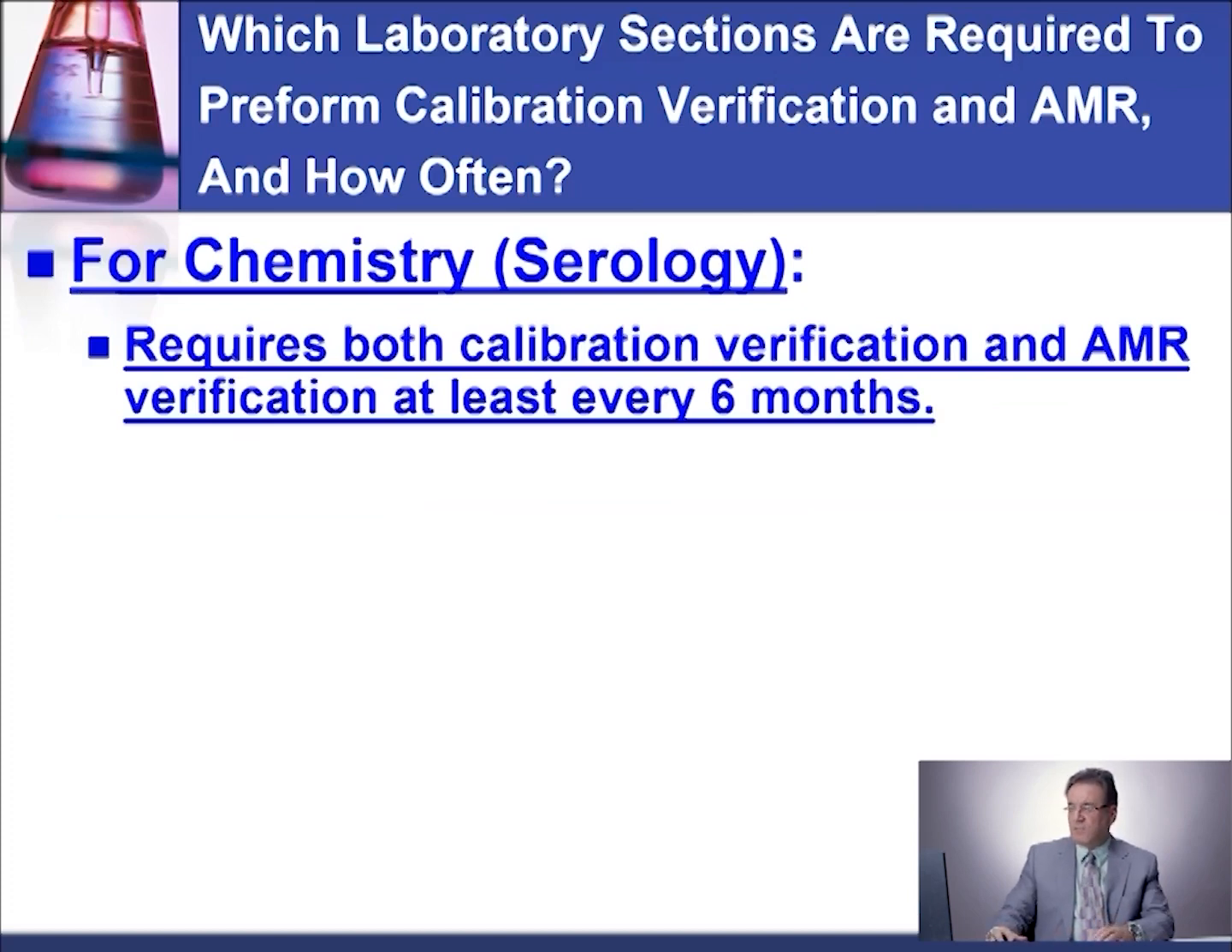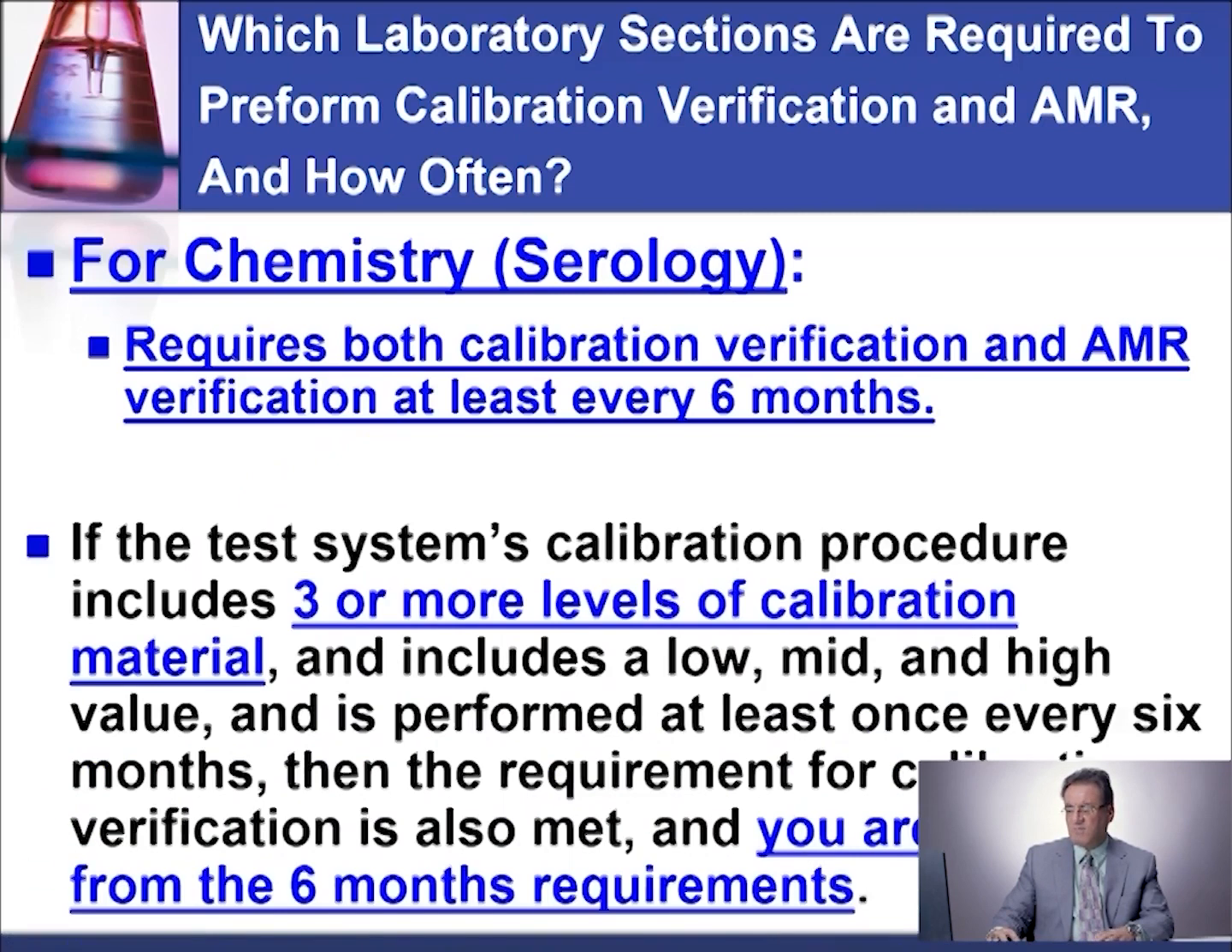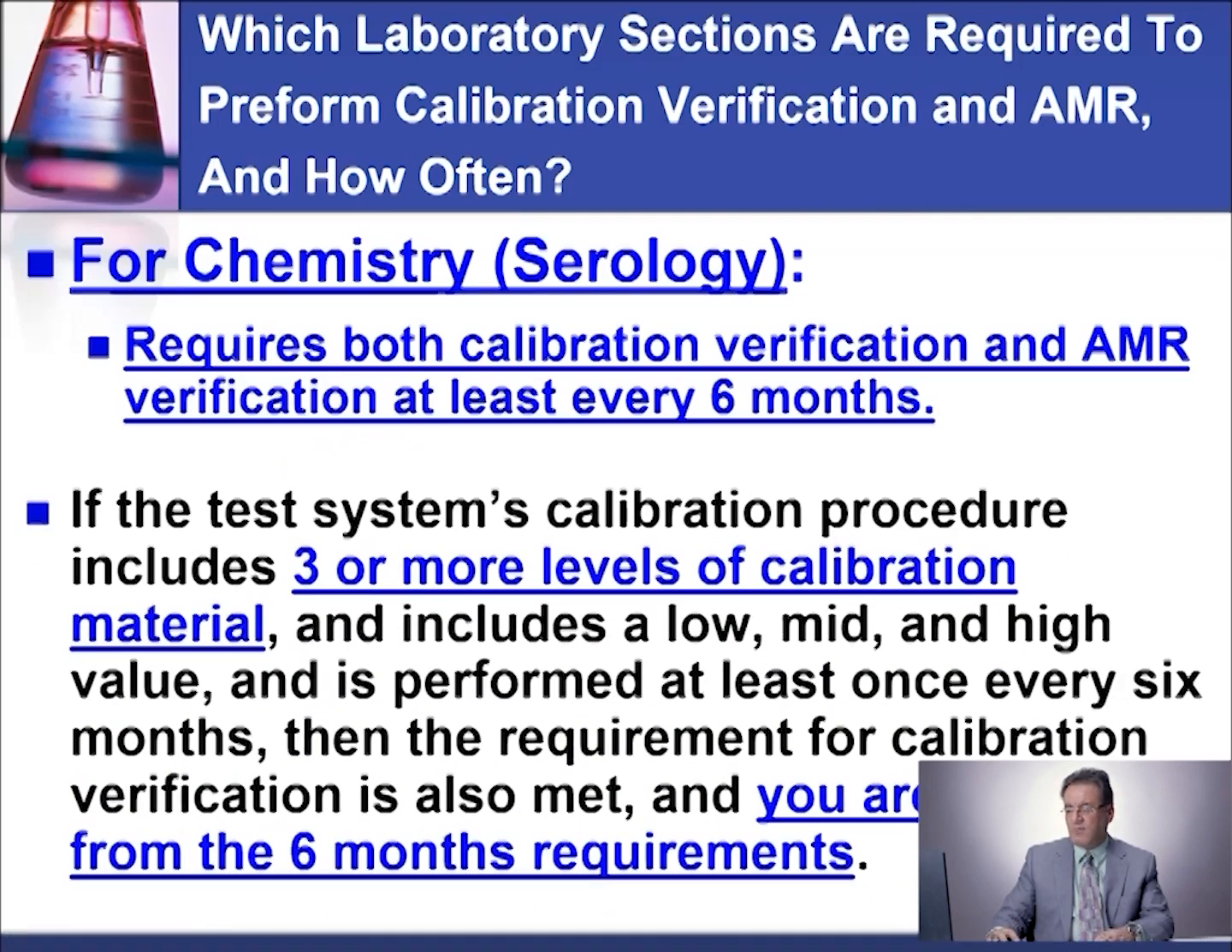Now, which laboratory sections are required to perform calibration verification and AMR, and how often? Chemistry and serology require both calibration verification and AMR at least every 6 months. However, if the test system calibration procedure includes at least 3 calibrators that cover the range of the AMR, then you are exempt from this requirement. Okay.